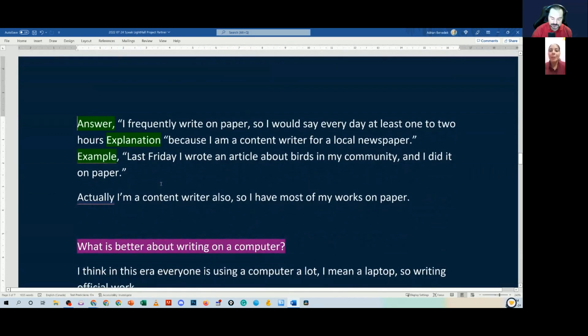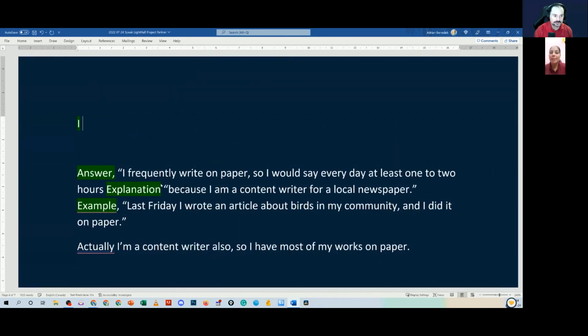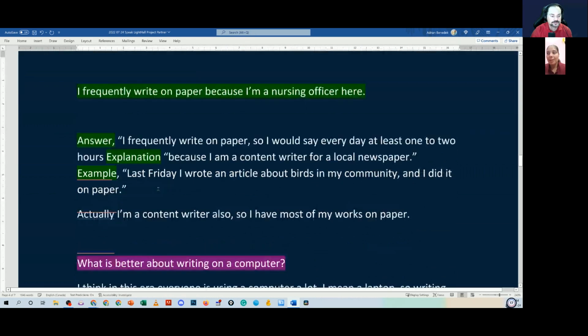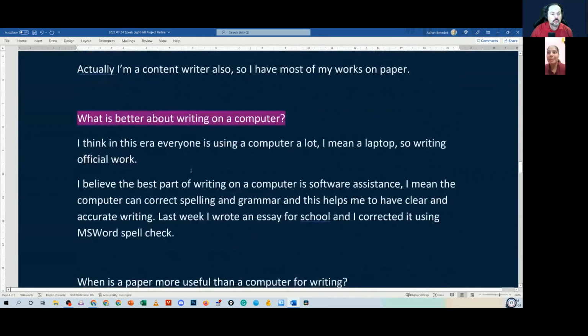I frequently write on paper because I'm a nursing officer here in my country, India, and we usually work with paper and pen, and we don't use computers here much. For example, even for basic entries, we write with paper and pen. What is better about writing on a computer?